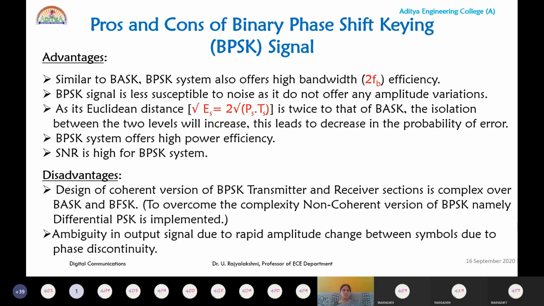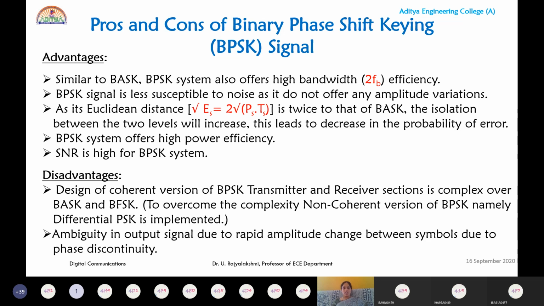So these are the advantages and disadvantages of BPSK. See, what are the advantages? Here also the bandwidth is the same as that of BASK. How much bandwidth? 2 Fb. So in terms of bandwidth, it is highly efficient.